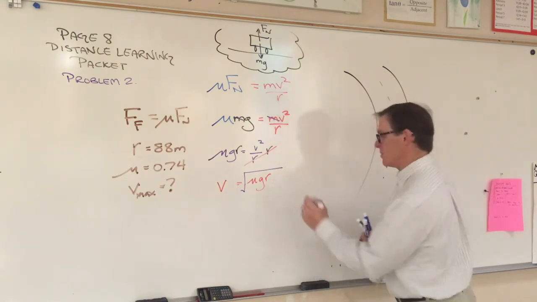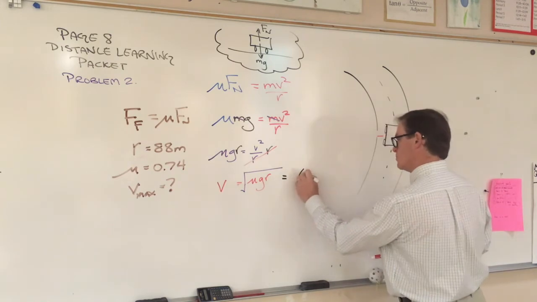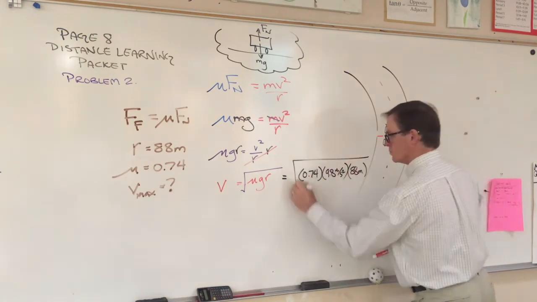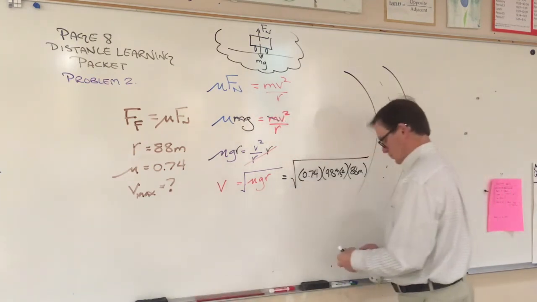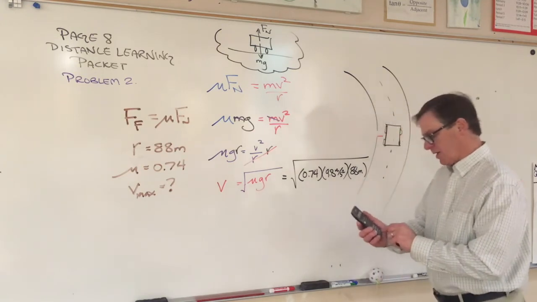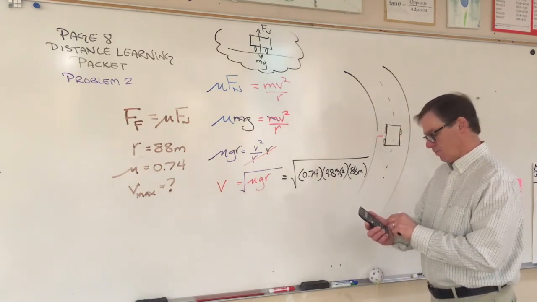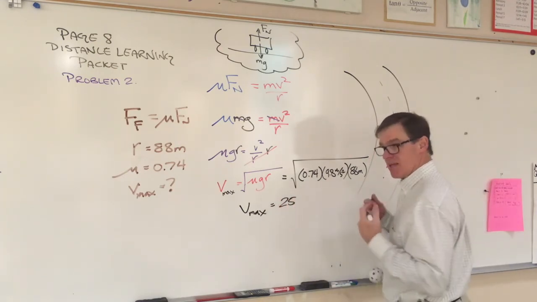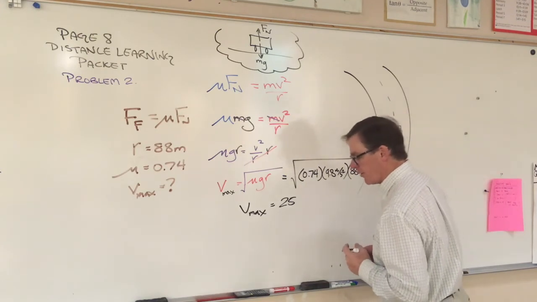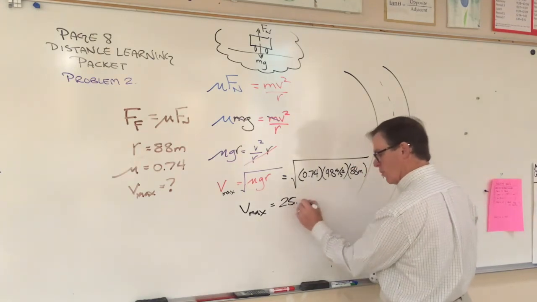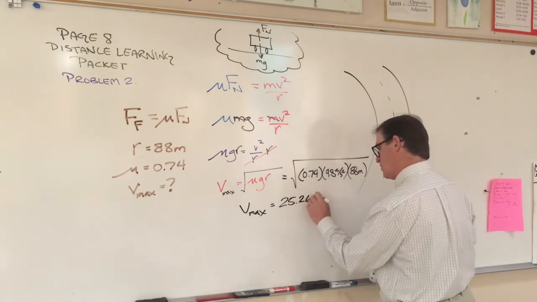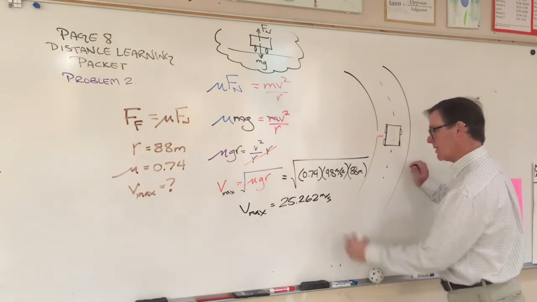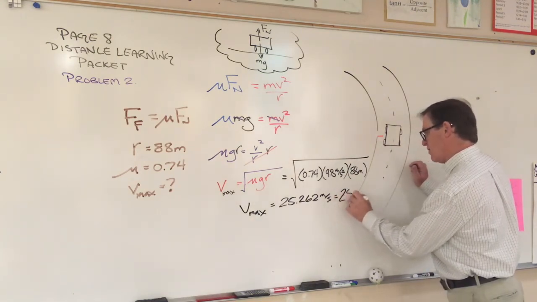Let's go ahead and put in our values. I'm going to run the numbers on the calculator. The result of the calculation is that the maximum speed on this day with this coefficient of friction on Earth is 25.262 meters per second. And we had 2 sig figs in all the numbers we were given, so this just rounds to 25 meters per second.